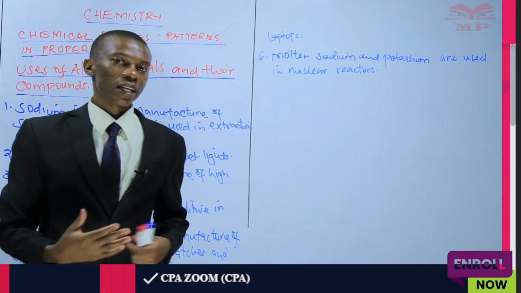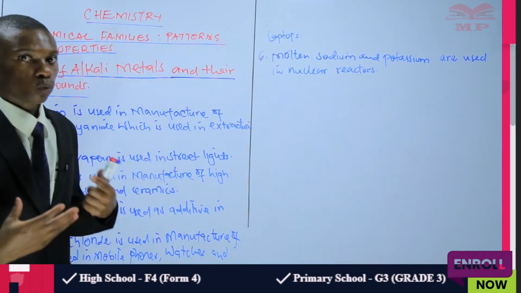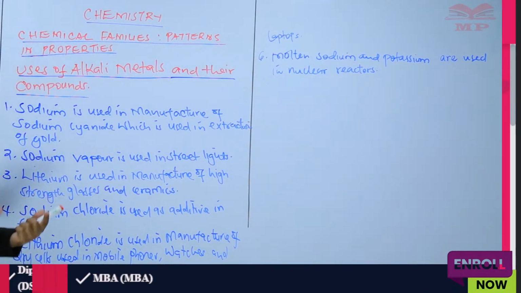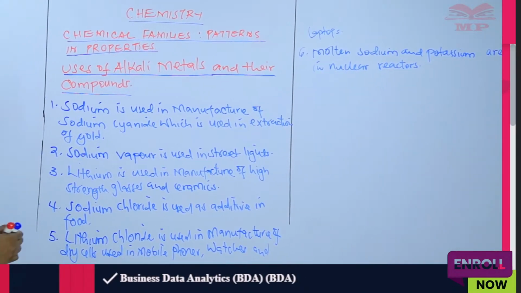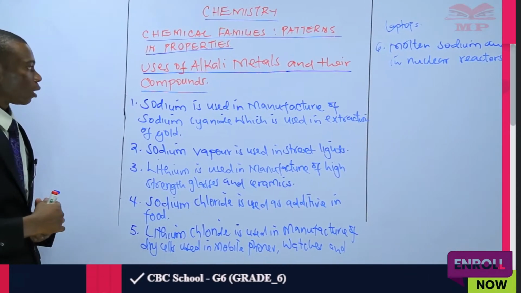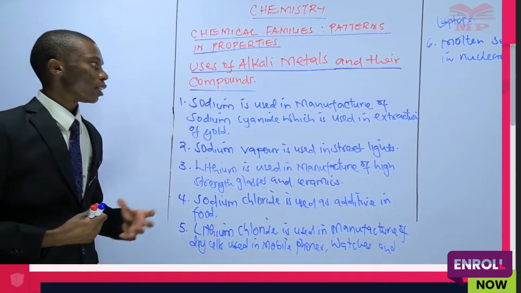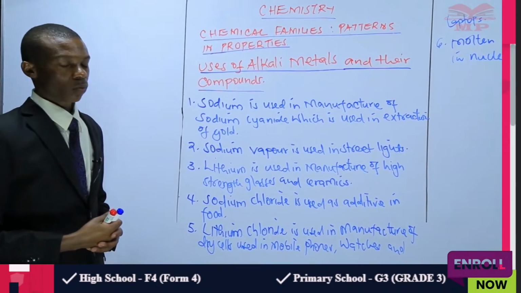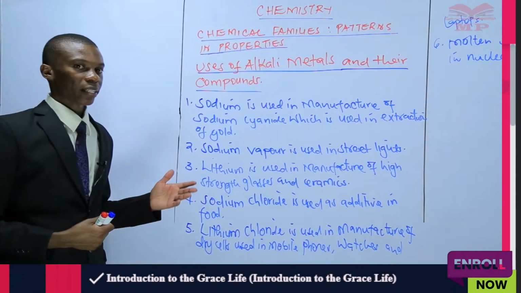There are many others, and therefore I want you to look for some, at least 5 uses of alkali metals. But just before we end, we want to go through some of the uses. One, we say that sodium is used in manufacture of sodium cyanide, which is used in extraction of gold. Second, sodium vapor is used in street lights.